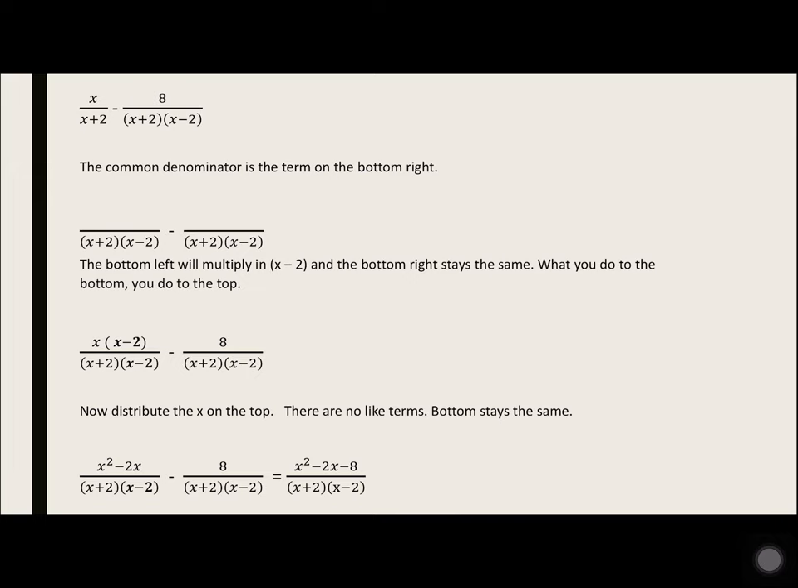Okay, so the bottom left got multiplied in an x minus 2. Multiply x minus 2 to the left top. Distribute on the top left. X times x, x squared. X times negative 2, negative 2x. There are no like terms, so we have x squared minus 2x minus 8 over x plus 2 times x minus 2.